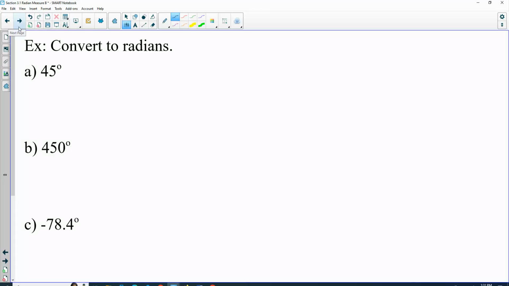So I'm going to use that to convert some of our common degrees into radians. So 45 degrees. We've done some unit conversions before. We talked about just multiplying by a fraction. If I have degrees and I want them to cancel, it has to go on the bottom. And I know 180 degrees is equal to pi radians. So we're going to multiply by pi over 180.